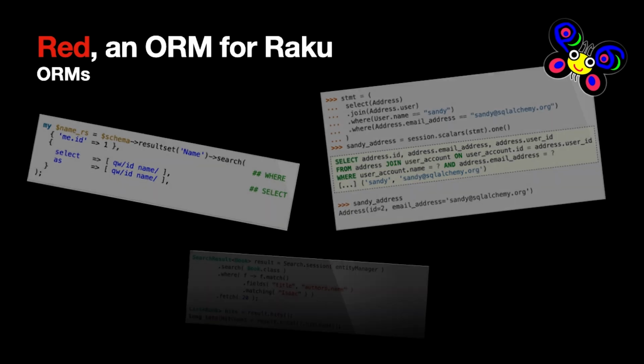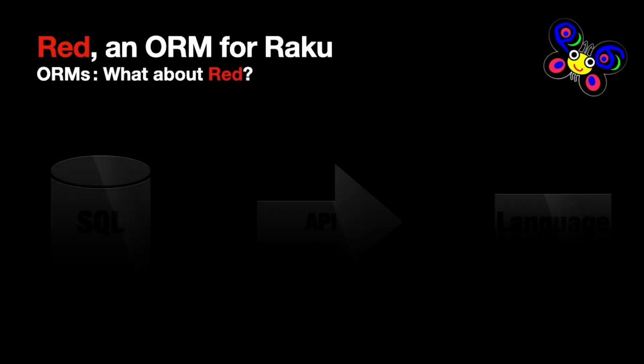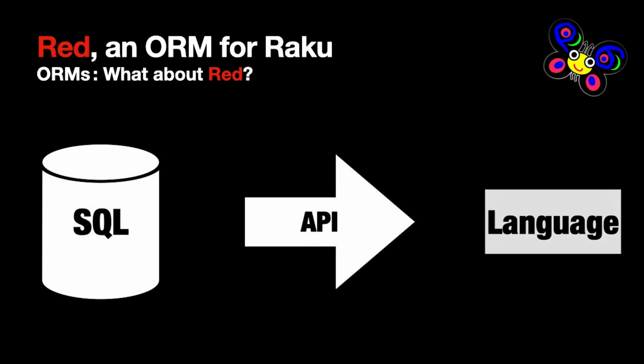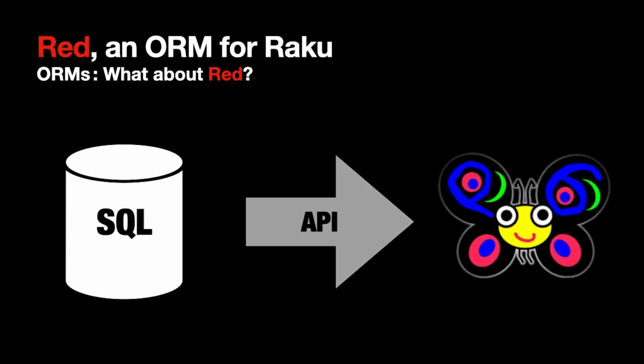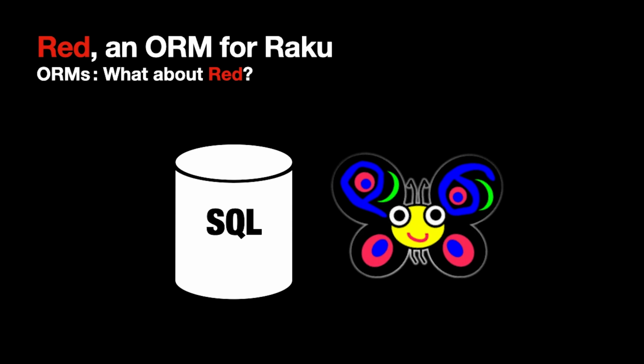So Red is written in Raku and for Raku, and it tries to avoid creating new APIs. Instead, it tries to use Raku APIs themselves. No new APIs for the users to learn, when possible. More than that, it does not map SQL into Raku, but the opposite. It maps Raku to SQL.